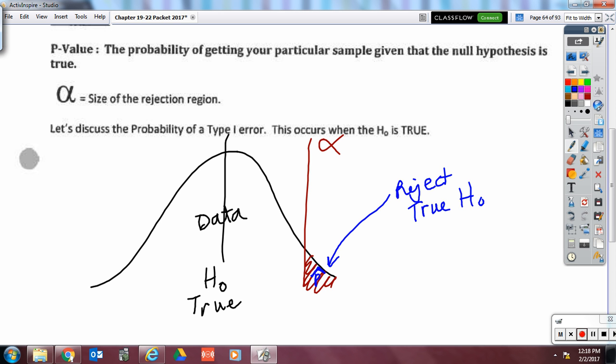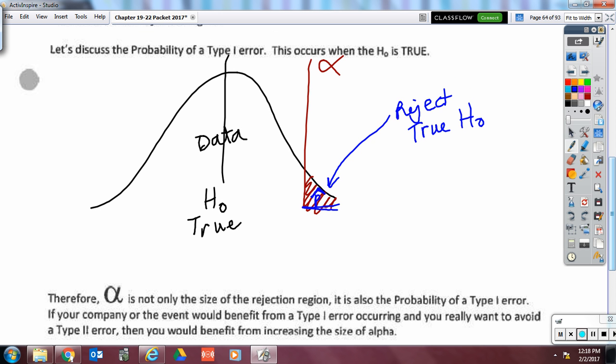Therefore, the size of alpha is directly controlling the size of this rejection area. That means that alpha is the probability of a type 1 error.